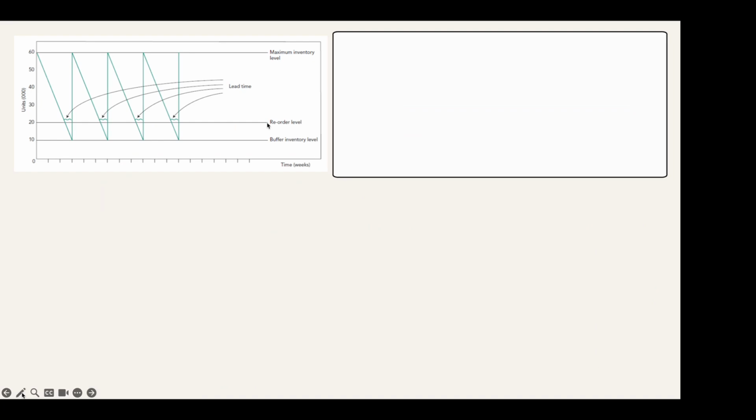Now, this is an inventory chart where we measure stocks for a company. Looking at a few items here, as you can see, it is measured by the units, how many items, and the time duration being ordered, right? There are a few lines here to look at: buffer inventory, reorder level, and maximum inventory level.